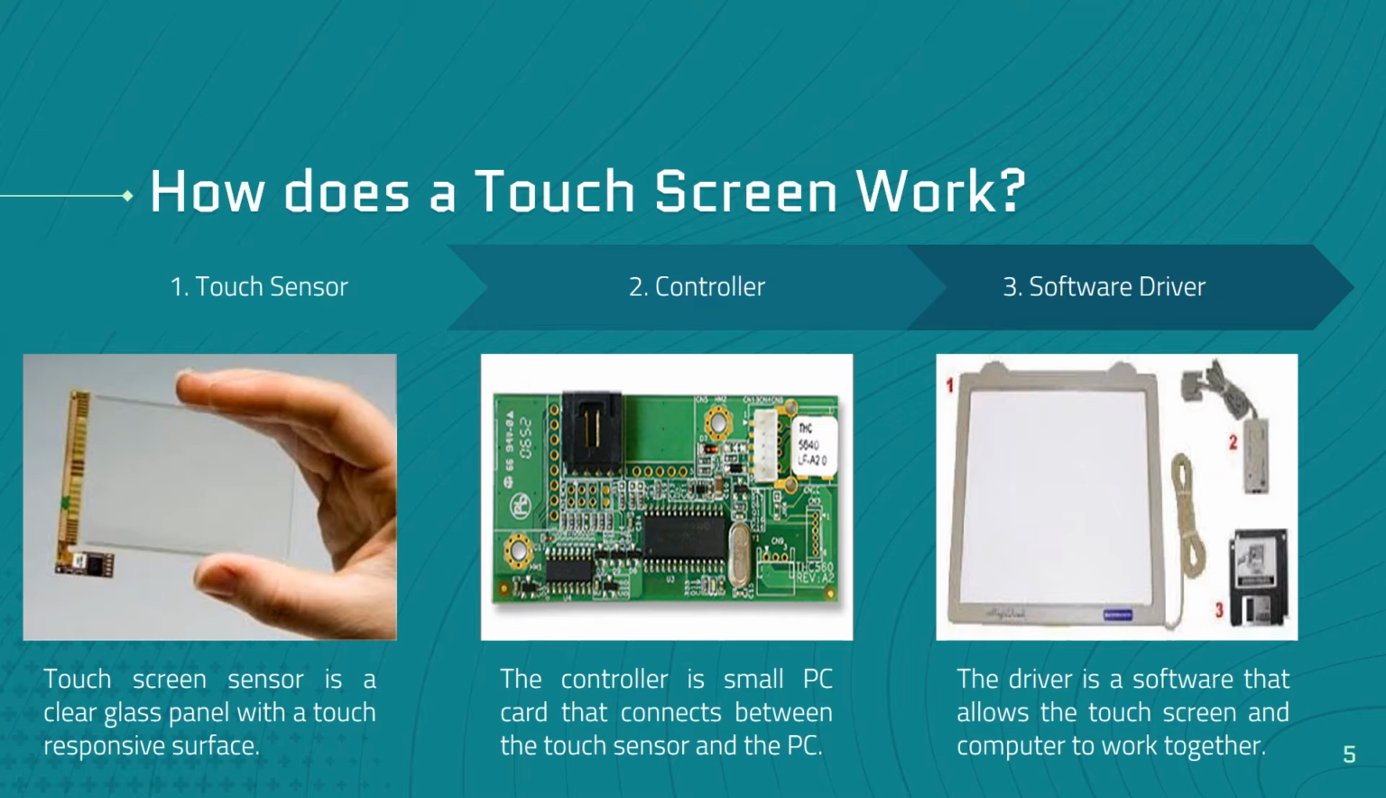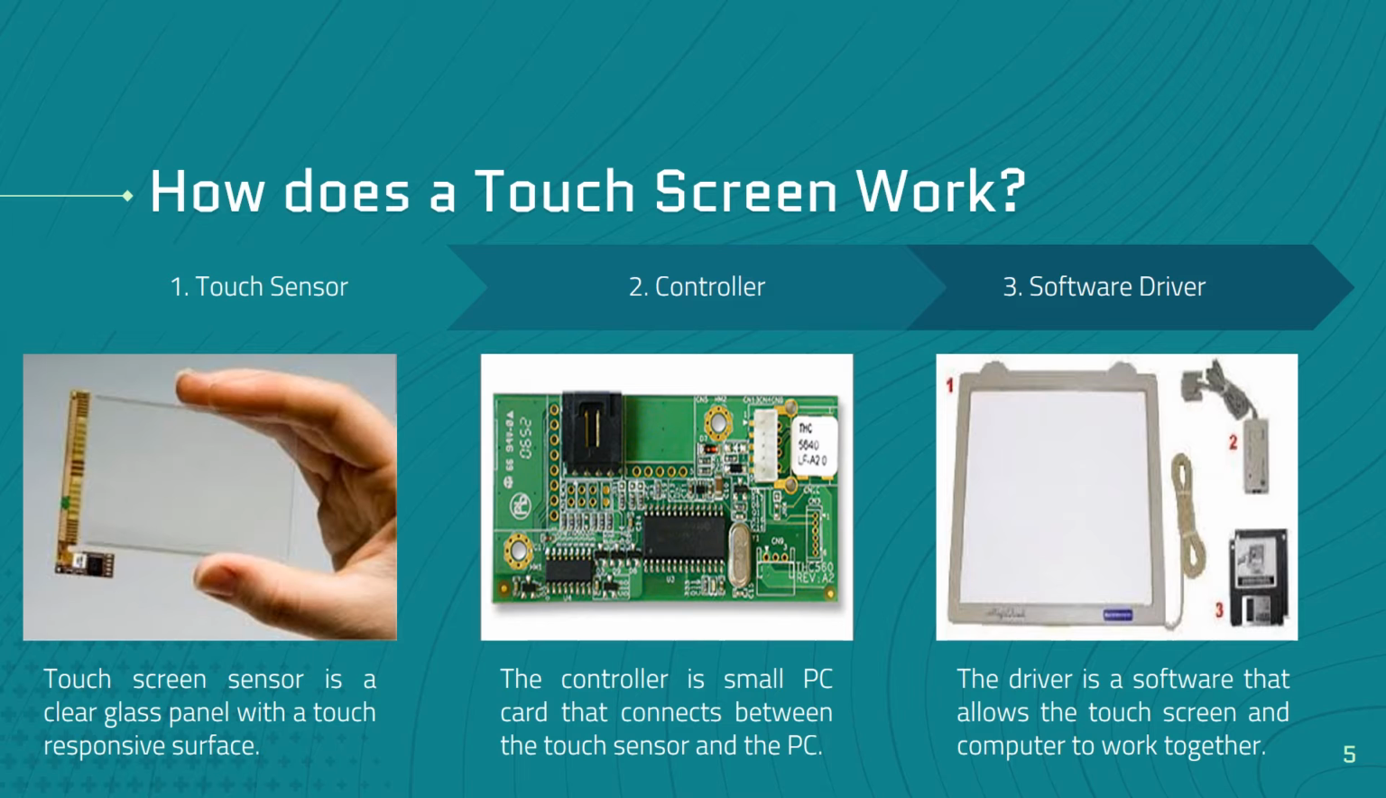Now let us see how a touchscreen works. There are mainly three components working behind the touchscreen. They are, first, the touch sensor. The touch sensor is a clear glass panel with a touch responsive surface. This touchscreen draws current from each corner of the electric field controller and measures the ratio of currents to determine the touch location. The second is the controller.